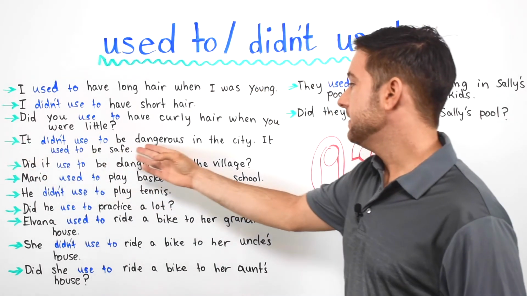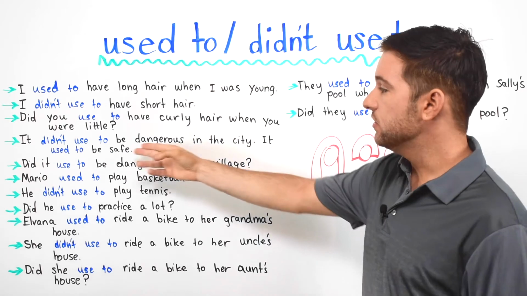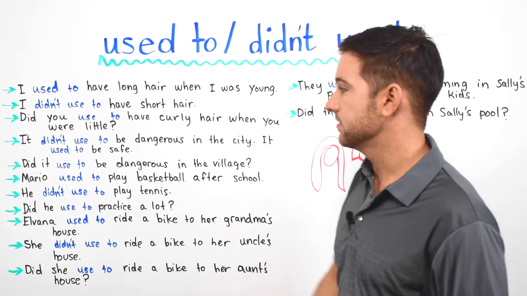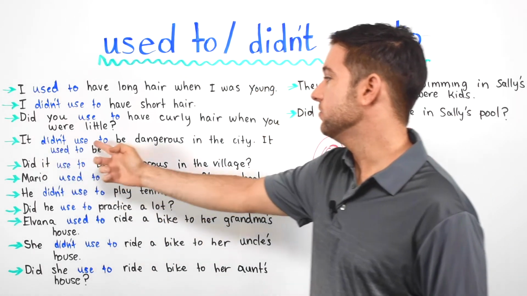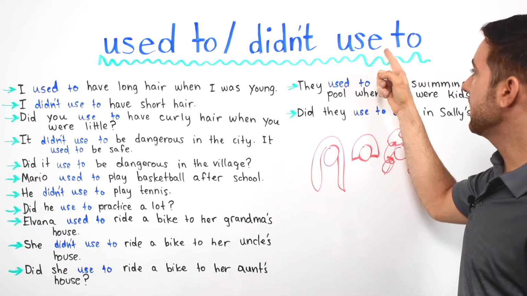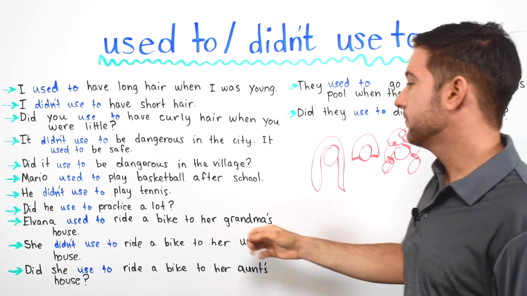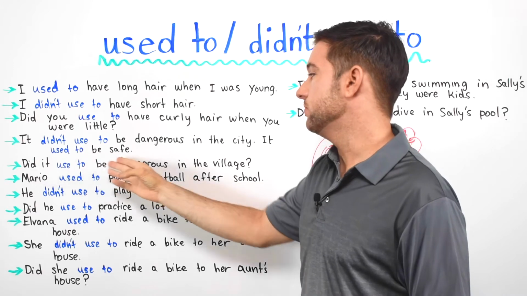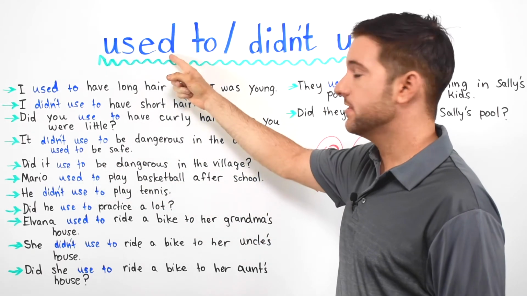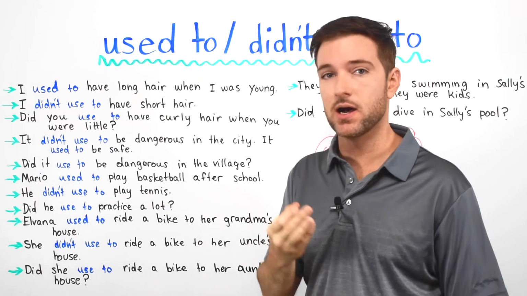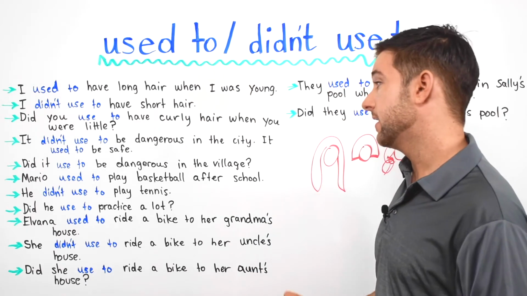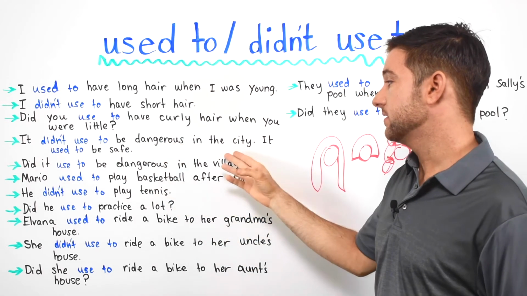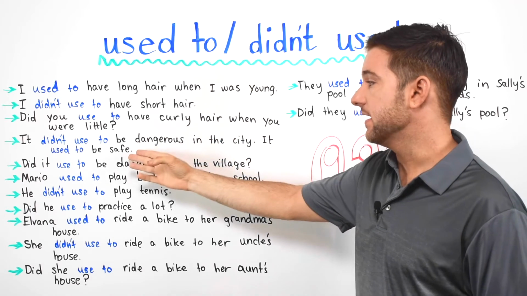It didn't used to be dangerous in the city. It used to be safe. Okay, so here you can see we use didn't used to without the letter D. And we also use it used to be safe, used to, with the letter D, because it's positive. So, again, it didn't used to be dangerous in the city. It used to be safe.